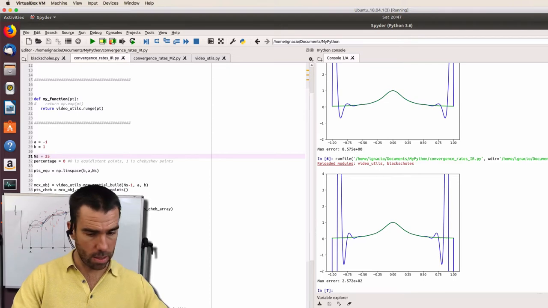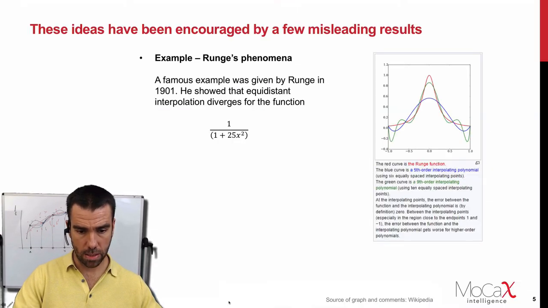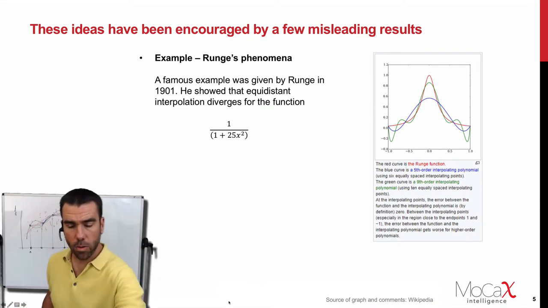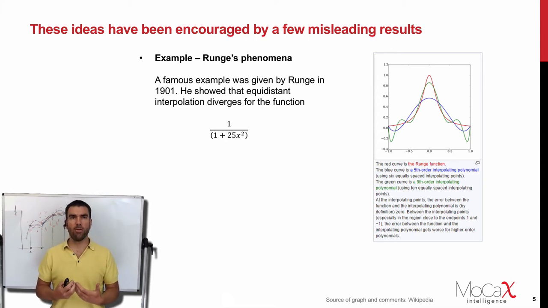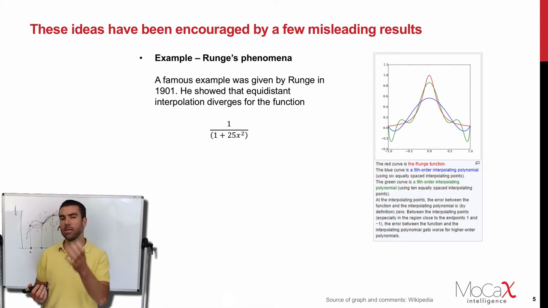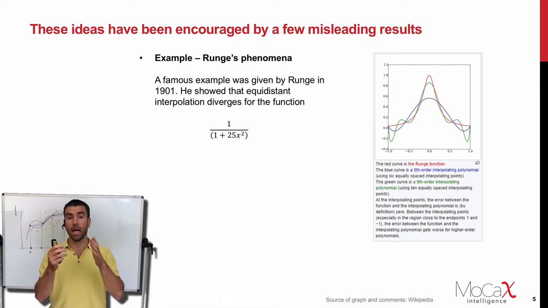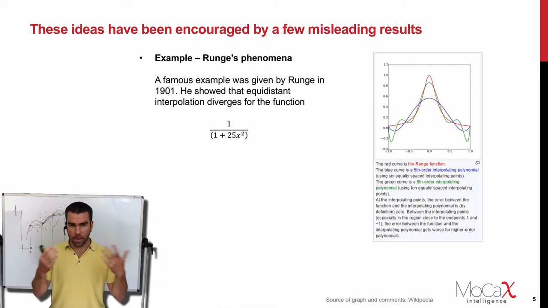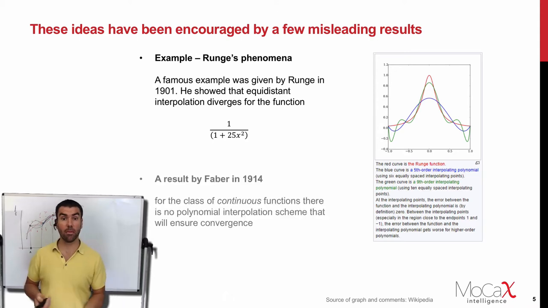Let me go back to the slides. Where am I? Here. Now, this is quite a challenge. And of course, this type of result made people think, well, trying to interpolate something with polynomials is a waste of time, because a function that is as simple and as smooth and analytical, this function is analytical, as this one, it diverges. So the interpolation diverges. So let's not waste the time anymore with this.